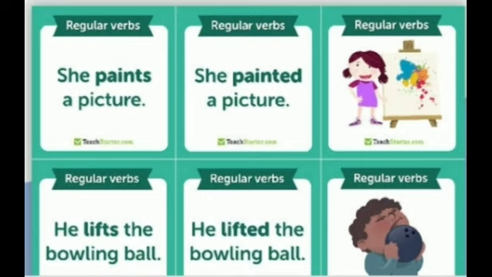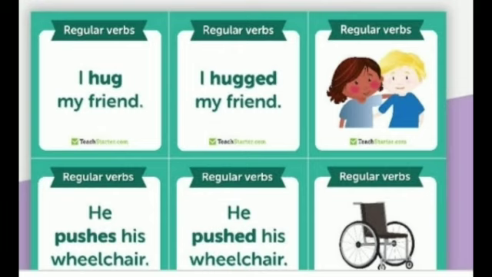Regular verbs: she paints a picture, and in past tense it becomes she painted a picture. Then a regular verb in present tense: he lifts the bowling ball. Then he lifted the bowling ball. In this way it changes in the past tense. So present tense, I hug my friend, and when it becomes past tense, double G is added with ed. I hugged my friend. H-U-G-G-E-D. It becomes past tense.